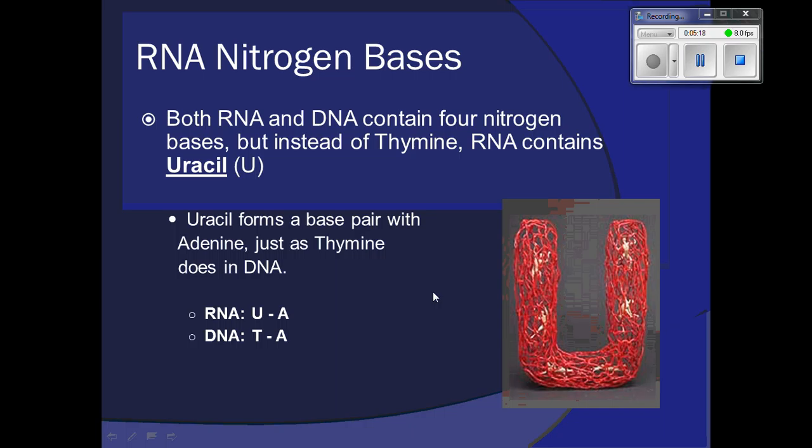We'll do some practice in class about how this all works. But uracil forms a base pair with adenine, just as thymine does in DNA. So in RNA, U pairs with A, but in DNA, T pairs with A. So that's just a little different. And we'll get the hang of how this all works together after the notes.